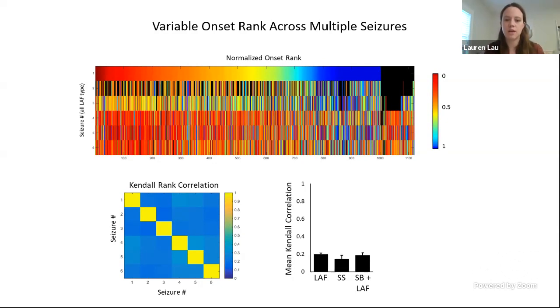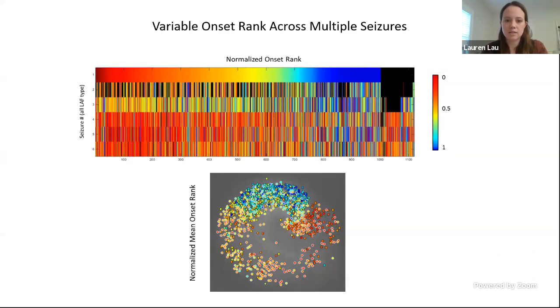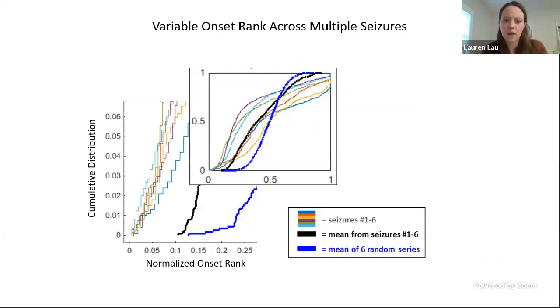So you may also imagine that maybe after the initial phase of onset, what happens after can occur and cells join in different ways, seizure to seizure, but maybe we've missed the critical drivers of ictogenesis at the beginning of the seizure. So a final way to quantify the onset ranks across seizures is with this cumulative distribution method. So here, the multicolored lines are the distributions of the onset rank seizure to seizure.